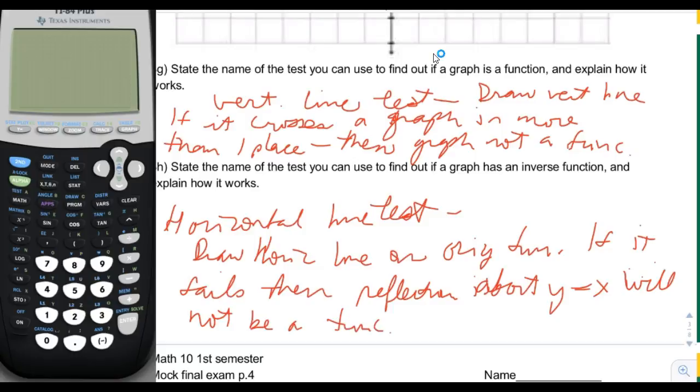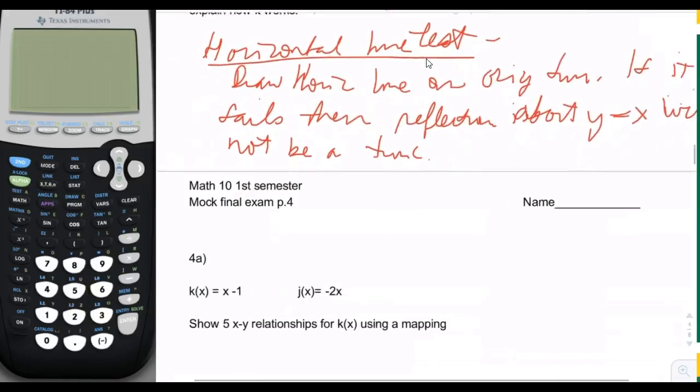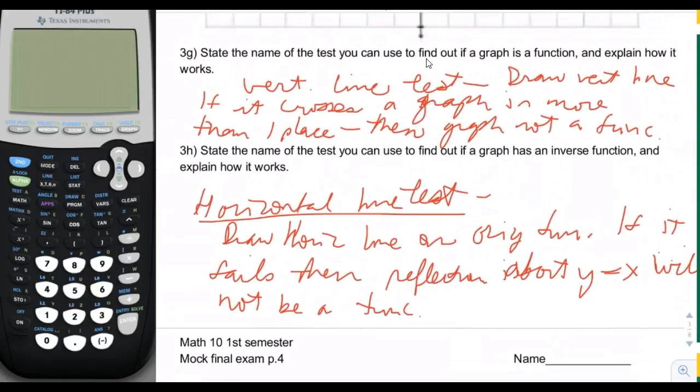If the horizontal line test fails, then that means the inverse function, or the reflection, is going to fail the vertical line test. So the horizontal line test is a way to test before you do the inverse whether the inverse exists. Okay? And that is it for number 3 on pages 2 and 3.